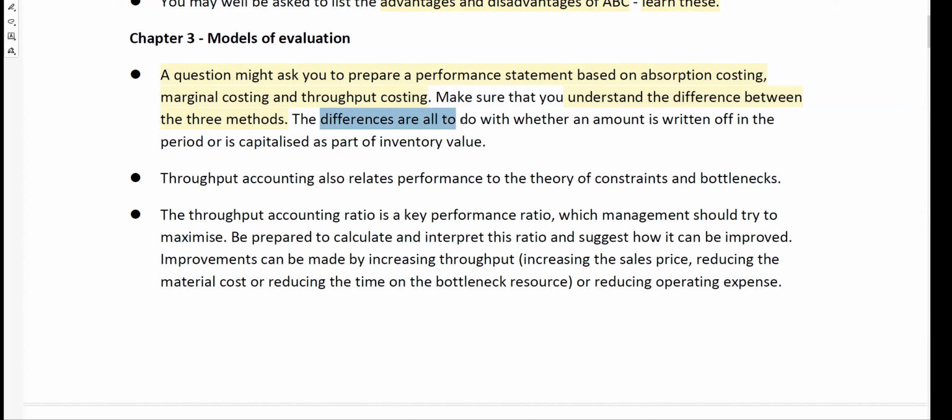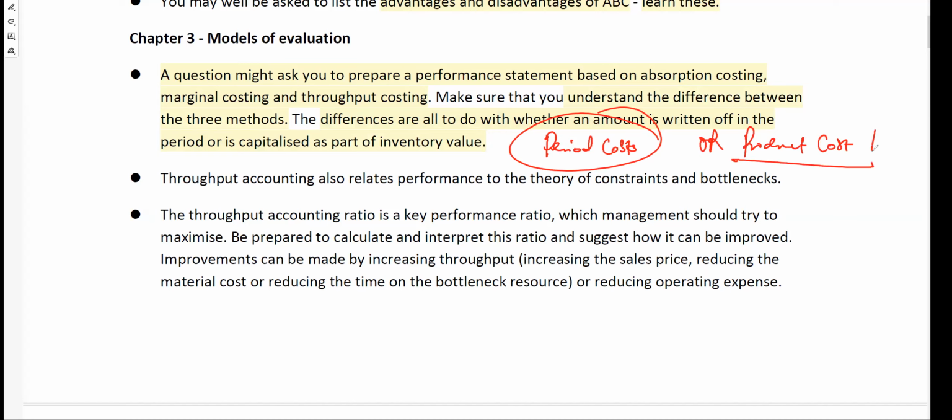Okay, so the differences are all to do with whether an amount is written off in the period, or is capitalized as part of inventory value, right? That's fixed cost is what they are talking about. So actually, the difference between these methods is either we have period costs, a cost that is written off as an expense in a period, or a product cost, a cost that forms part of what? The product production cost. So product costs are just production costs. So does it form part of production cost, or does it form part of non-production costs, which are period costs? Meaning we do not absorb. Anytime you see period cost, it means no absorption, right?